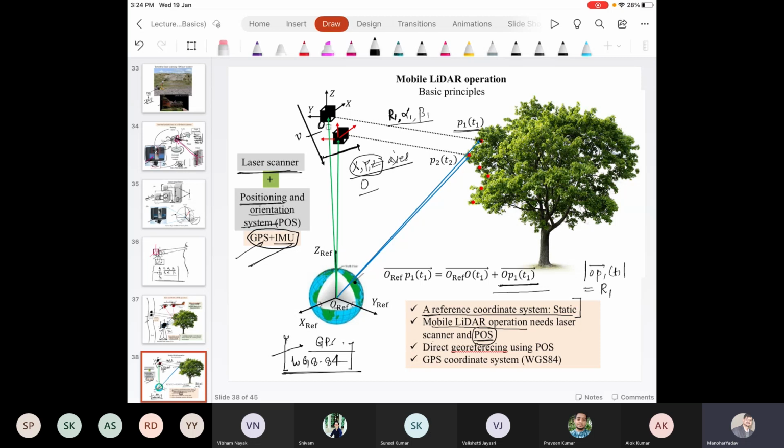And since the external coordinate system is selected as WGS84, it is direct georeferencing. It means all target point coordinates are calculated in a globally defined coordinate system, so there is no need for post processing. It's a direct measurement, direct georeferencing, where each point coordinate is computed in WGS84. So we select the GPS coordinate system here.